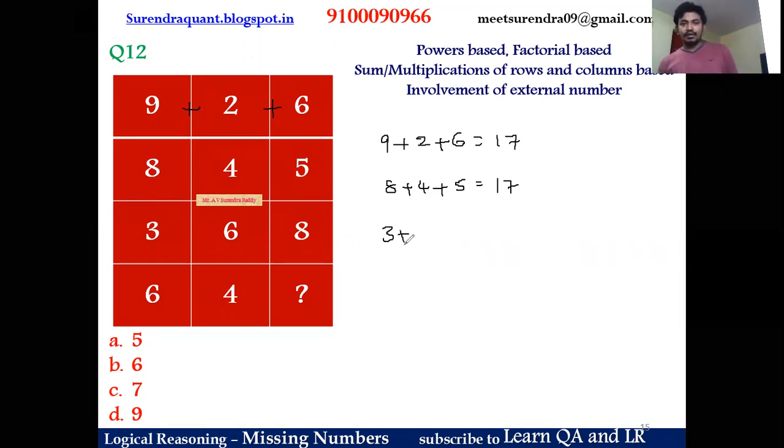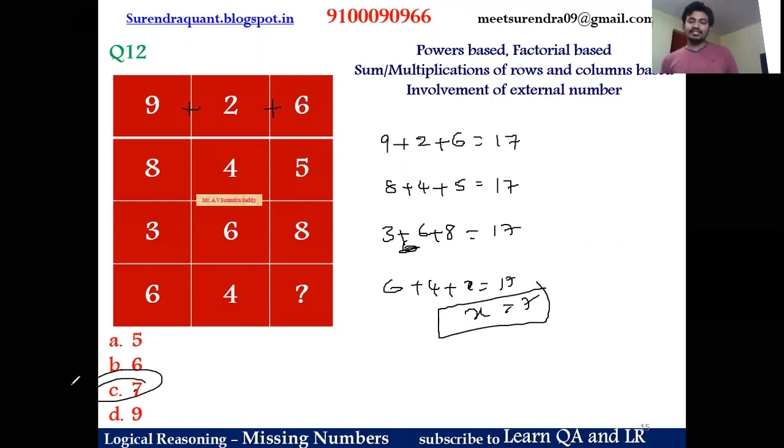So now 3 plus 6 plus 8. So this is also 17. Now 6 plus 4 plus what number will give 17? So if 10 comes to this side, 17 minus 10 is 7. So the missing term is 7.